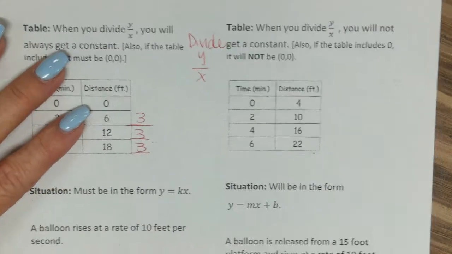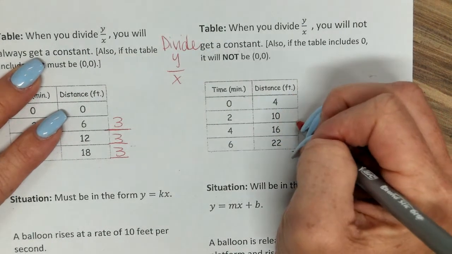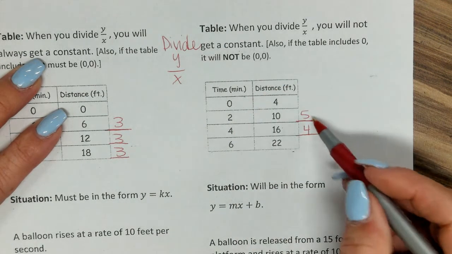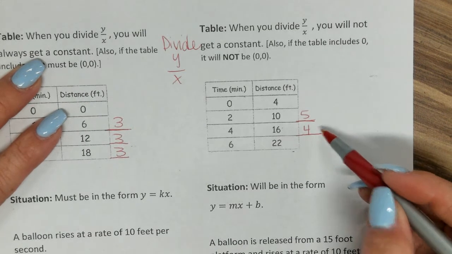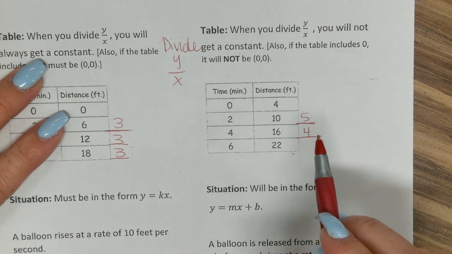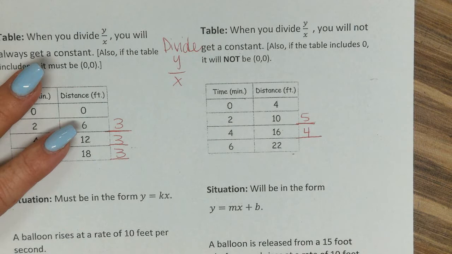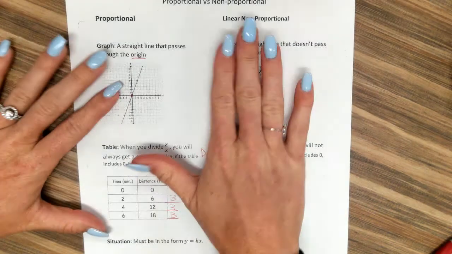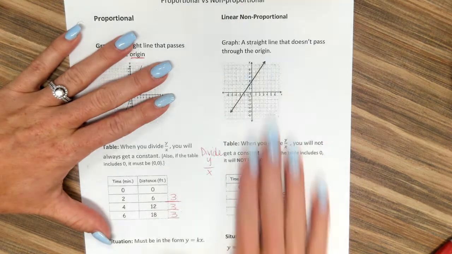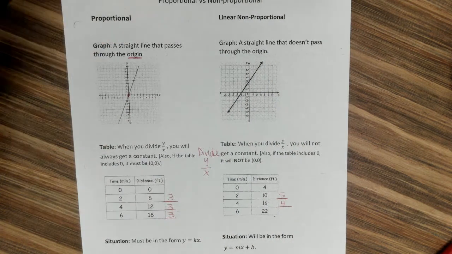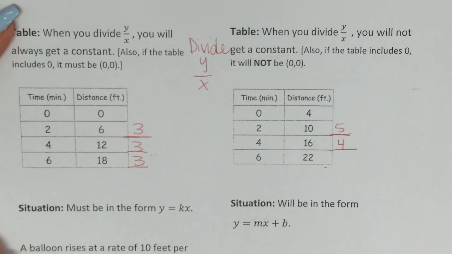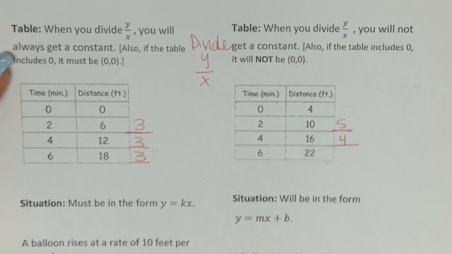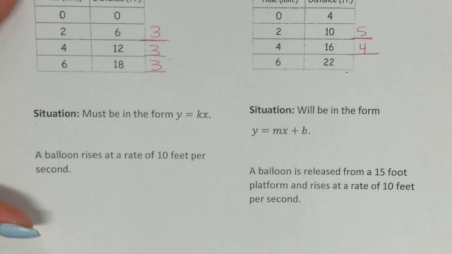Now look at the next table. What's 10 divided by 2? What's 16 divided by 4? Do you see how those are different? That makes this table non-proportional. And if y'all look at the way I divided out this paper, everything on the right is non-proportional and everything on the left is proportional. So any questions on tables? Yes or no? No? Okay, now what about situations?